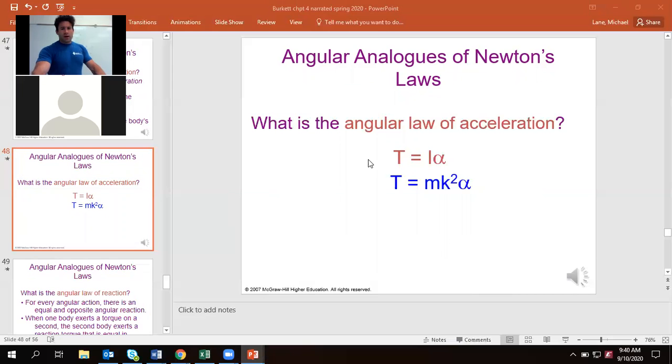So the formula here, guys, is going to be our torque equals our inertia. So remember, that's our mass multiplied by our radius squared, then multiplied by the lowercase alpha, and that effectively is acceleration whenever we're looking at rotation.